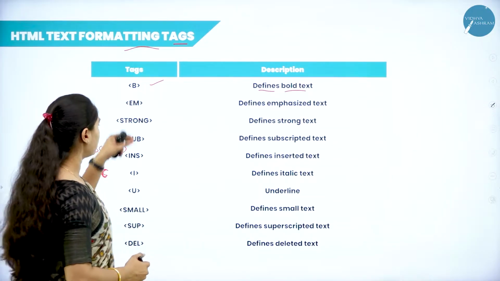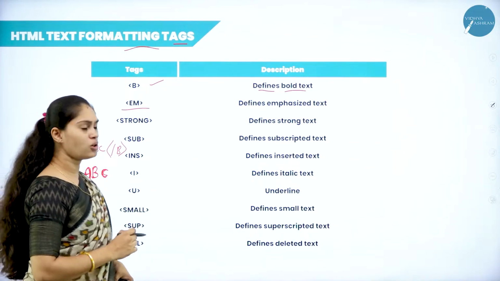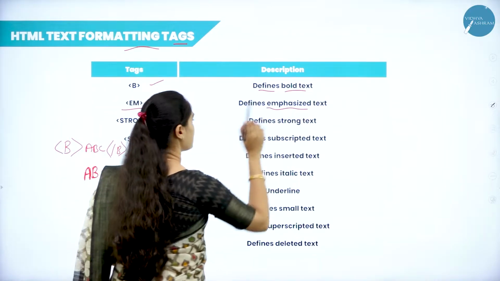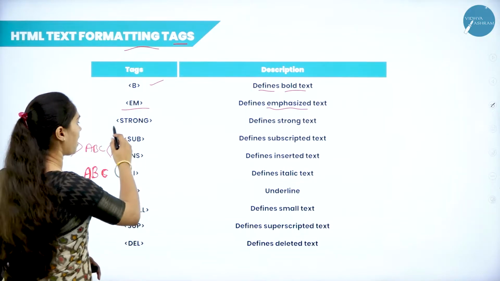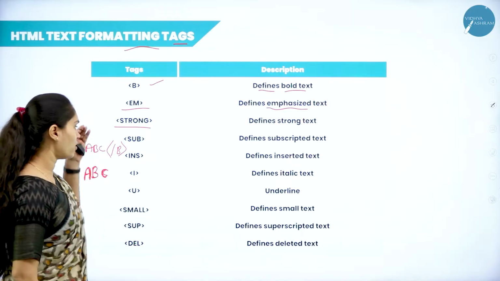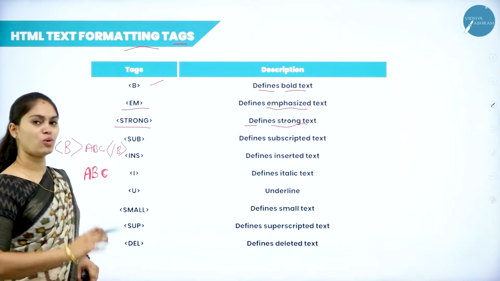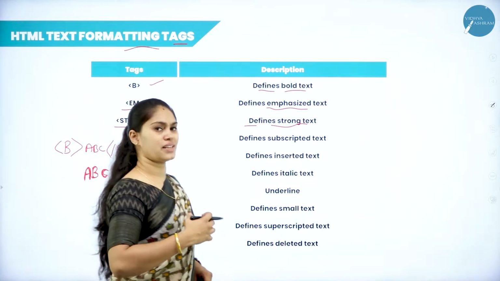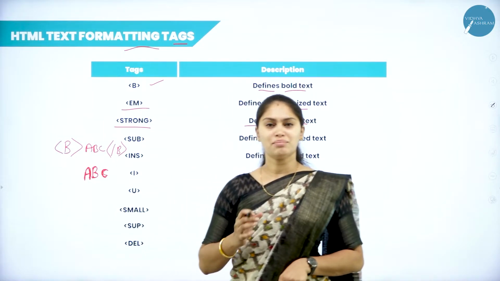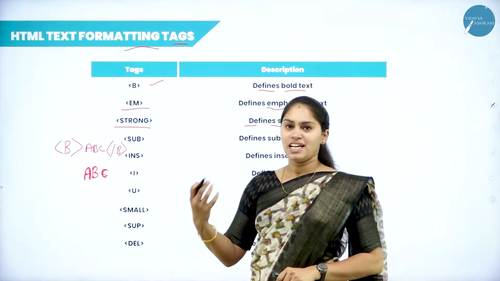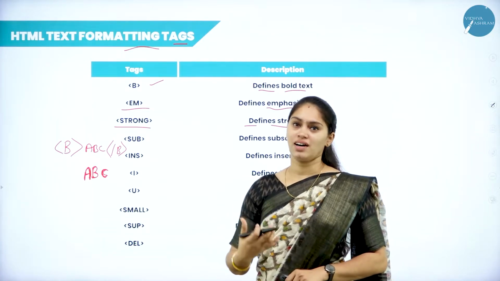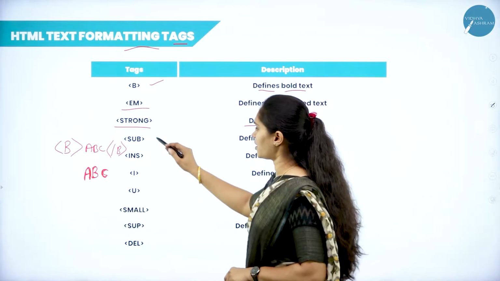Okay. So after that, what do we have? EM. So this defines the emphasized text. Next we have strong text. Somehow it is like a bold tag itself. So this defines the strong text. Whatever the size of the text is, that is going to be bold. That means we are not changing its size. Instead, we are changing its weight. So that is what strong is.